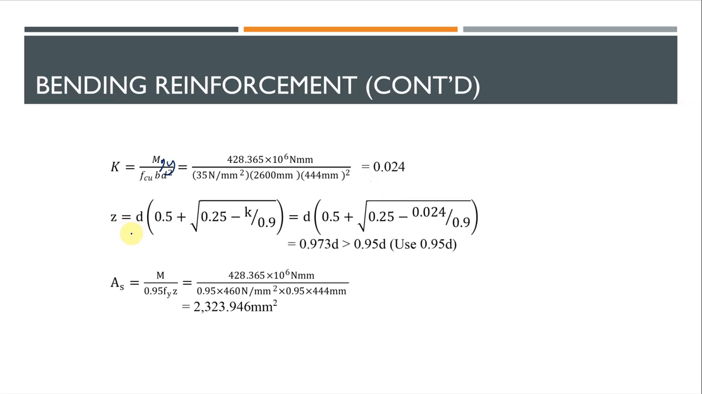Okay, and we going to calculate the value of Z. So as usual masukkan, and when we actually find the value here, we're going to compare with 0.95D, and what you see here, this value of Z is bigger than 0.95D, so we're going to use 0.95D when we calculate for AS. And M 428.365, masukkan lagi dalam formula of AS here. So I dapat 2323.946. So that is the value of AS.